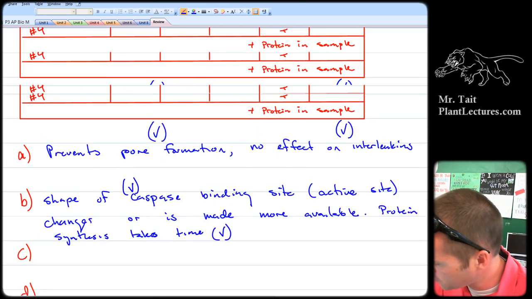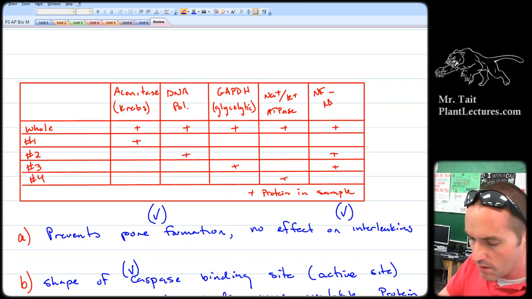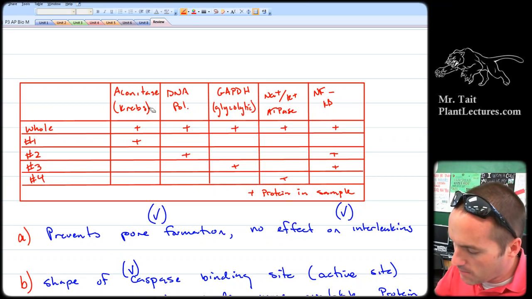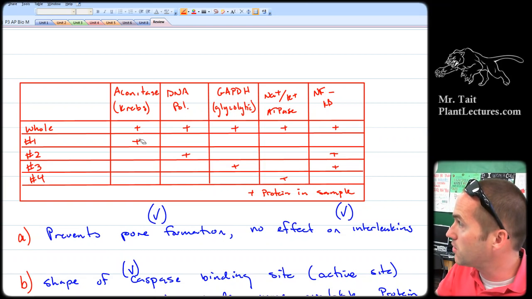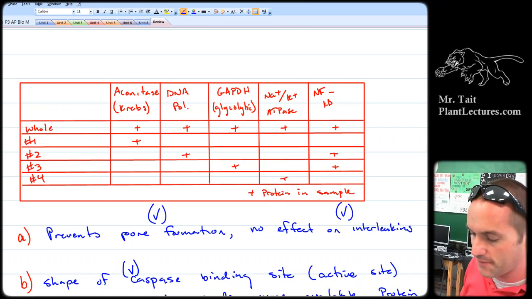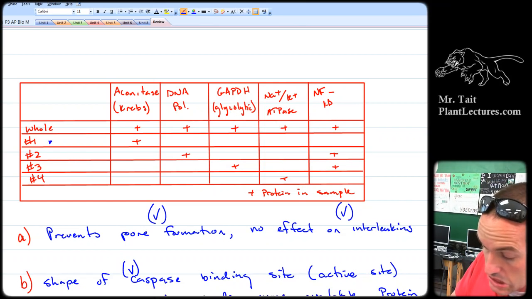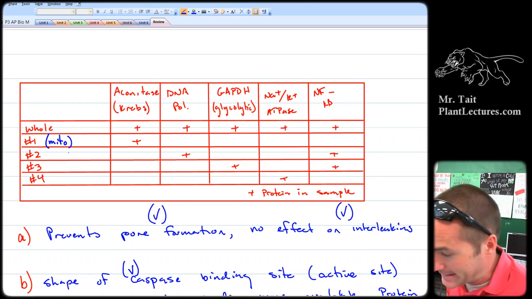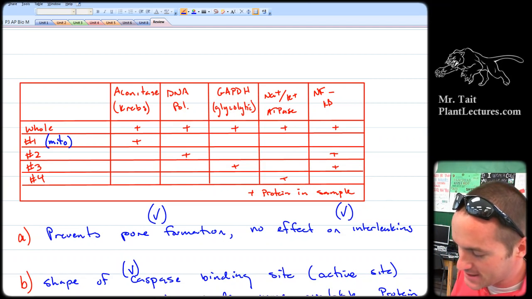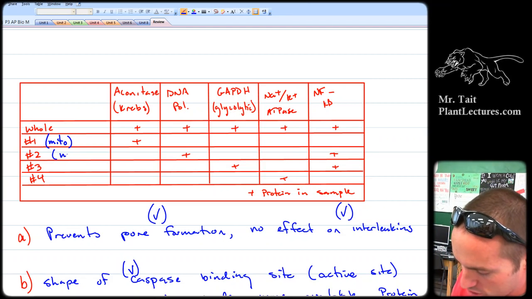Okay, so we had this chart here where you had the whole cell and then you had fractions of the cell, and then it tells you what else was there. So this said that it was used in the Krebs cycle and it was found in fraction 1. That means that fraction 1 was showing us stuff that was from what part of the cell? Where does the Krebs cycle happen? Mitochondria. Okay. DNA polymerase, that's found in the nucleus. So fraction 2 was from the nucleus.